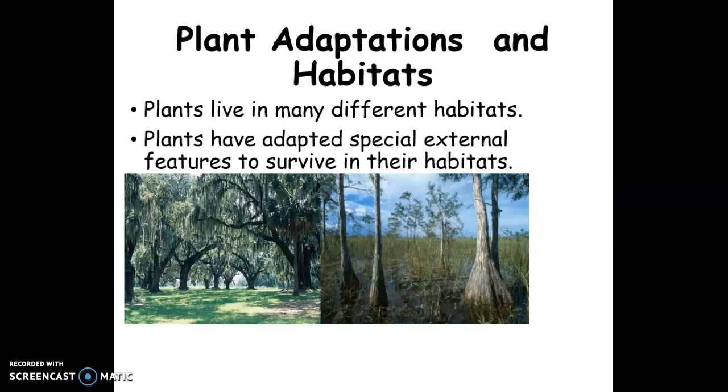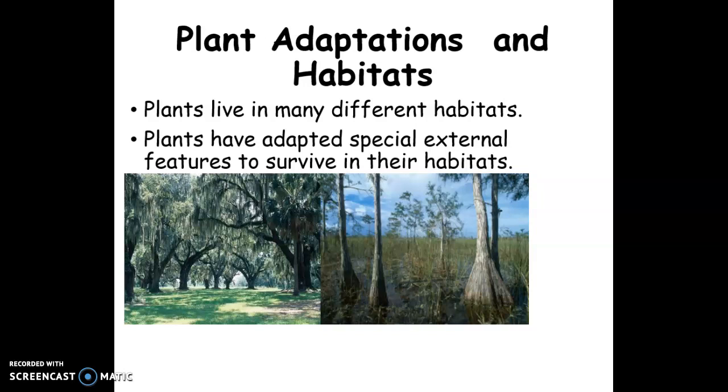Your key vocabulary words are adaptation, external features, survive, organism, camouflage, hibernation, carnivorous, protection, migrate, migration, mimicry, and manipulated. Take a look at the plants in this PowerPoint and listen as I describe their special adaptations, external features, and habitats. Plants, adaptations, and habitats.